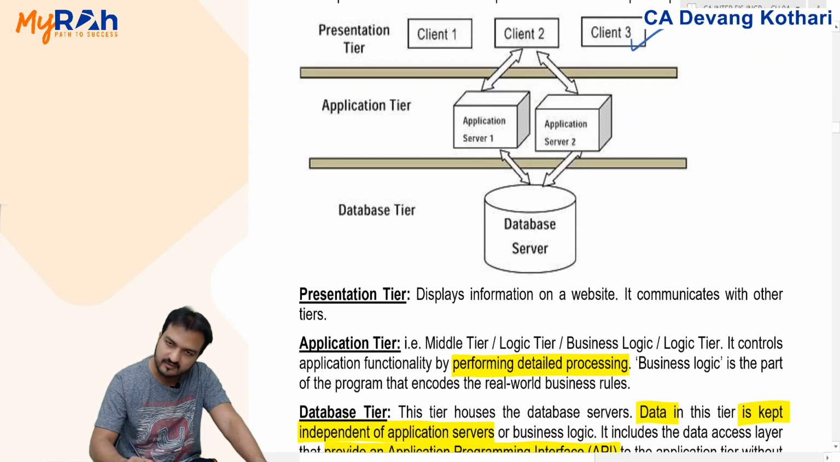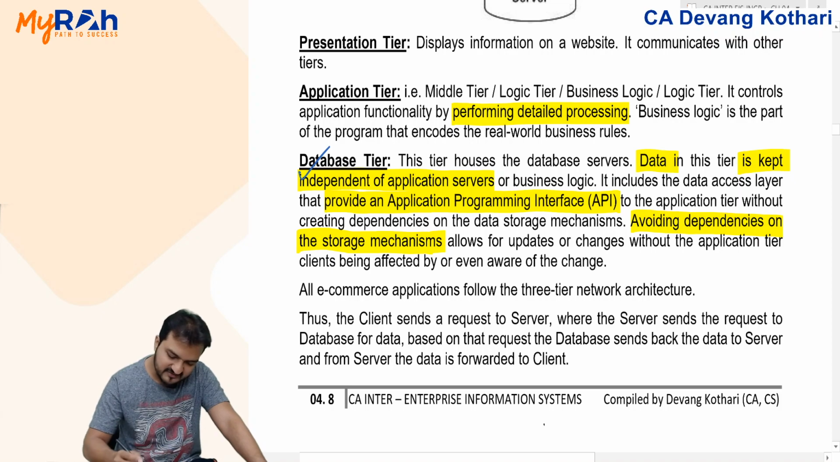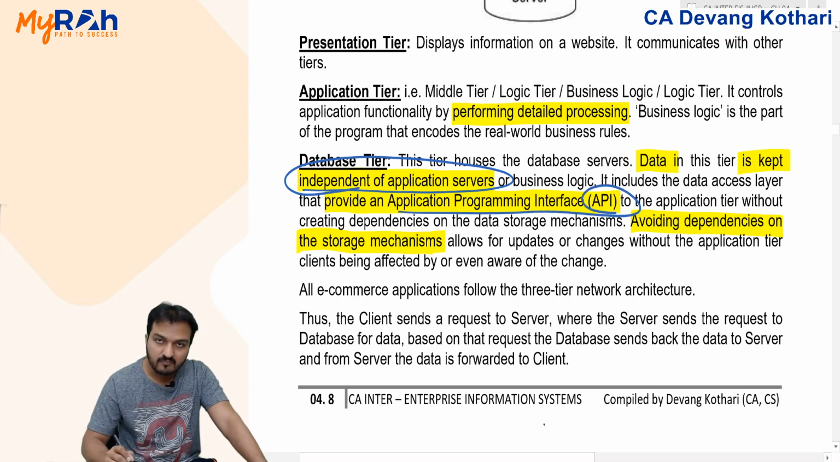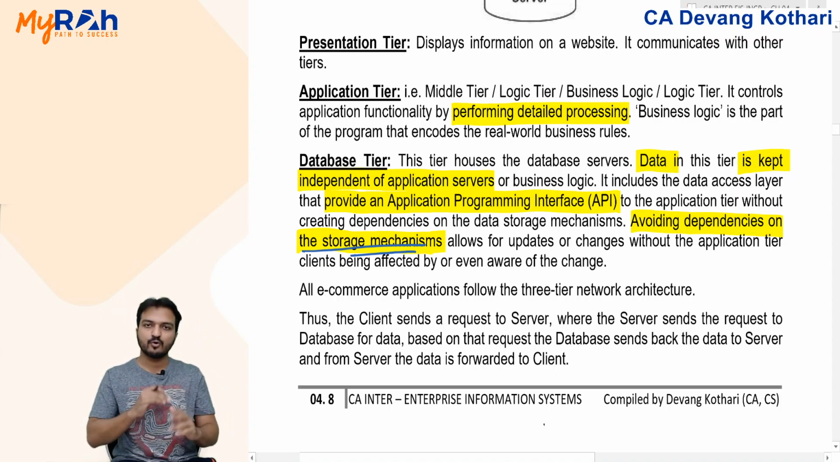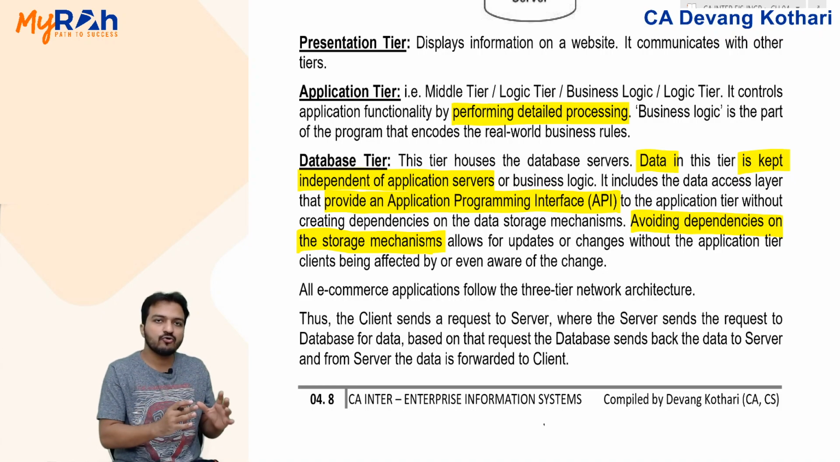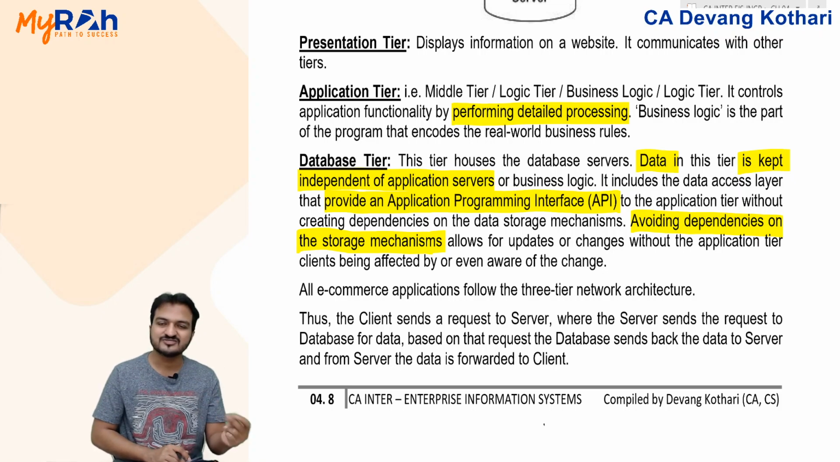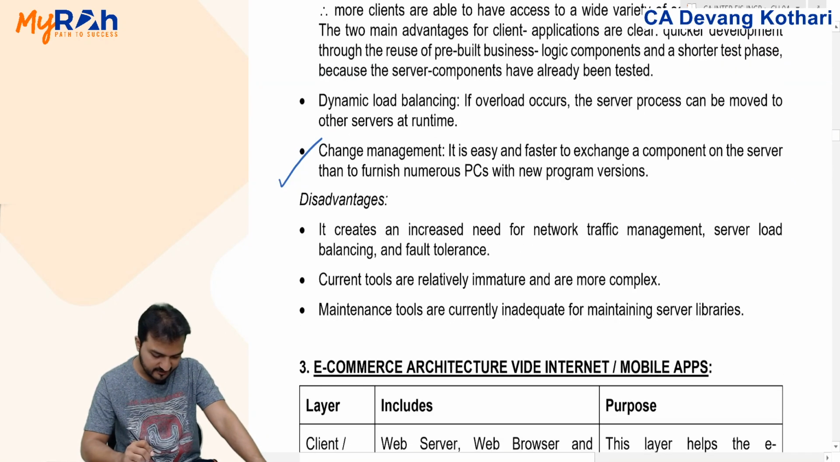And you see here that the client can never directly access the database. They will access the application server, from which they can access the database. So the database tier is where the data is kept, and it is independent of the application server. The database tier provides an API, because of which it can avoid dependency on the storage mechanism. This is what I told you. Because of the API, the programmer does not need to know how the data is actually stored. It avoids dependency on the storage mechanism. The programmer just needs to know what the API is. So that was your three-tier architecture.